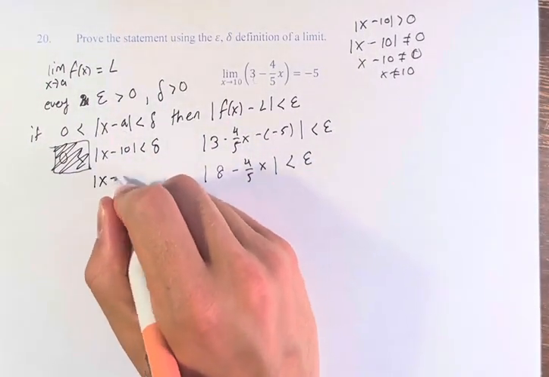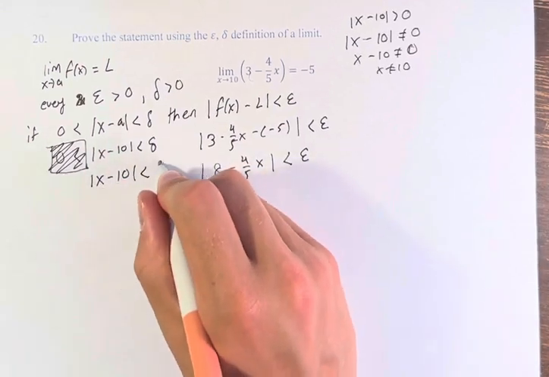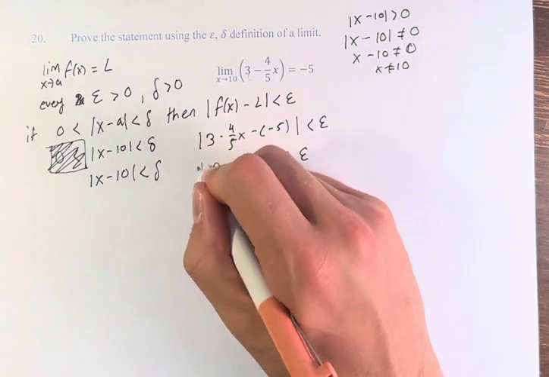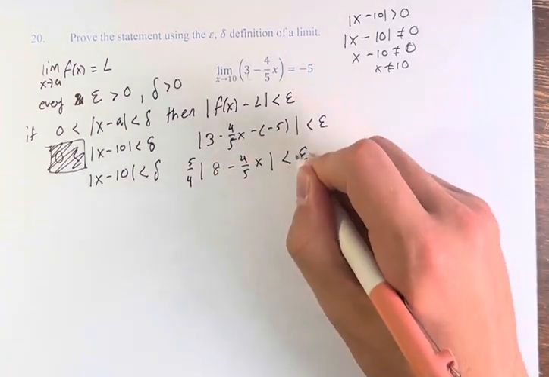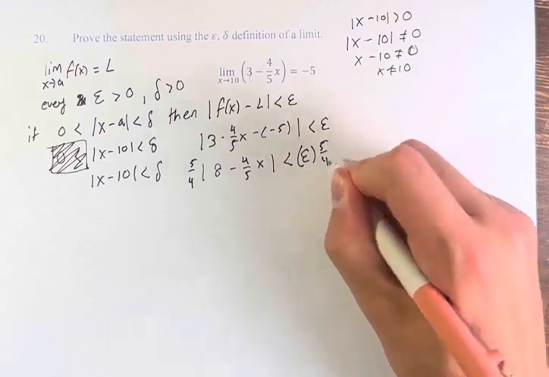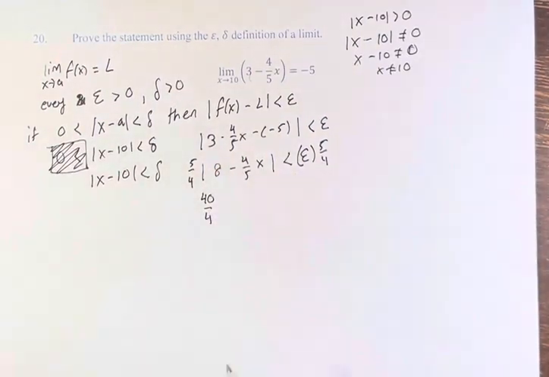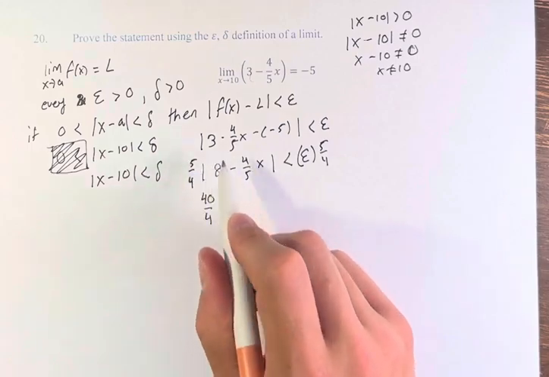So we have that the absolute value of x minus 10 is less than delta, and the absolute value of 8 minus 4/5 x is less than epsilon. So we have to get these to match. So if we multiply both sides of this equation by 5 over 4, we have 5 times 8 over 4 is 40 over 4.